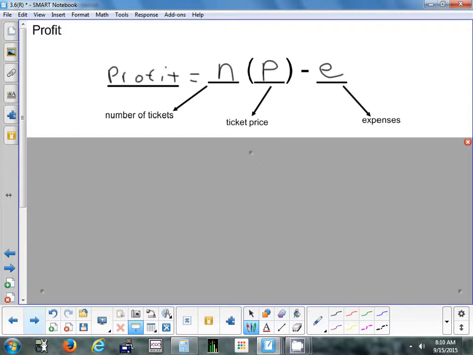You take the number of tickets that you sell times the price per ticket. So let's say you sell 5 tickets. Each ticket was $2. How much money did you make in ticket sales? 10. Yeah, you made $10.